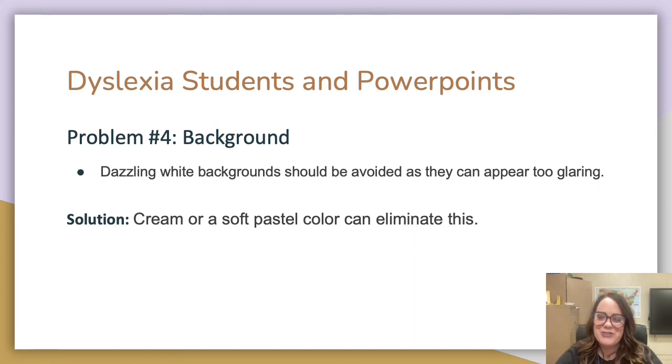So what you want to do for kiddos with dyslexia or anyone with dyslexia is avoid those white backgrounds. I know I messed up. But you also want to have cream or soft pastel color that can eliminate this. So as a rule, avoid the bright white and ensure that there's enough contrast for the text to stand out.